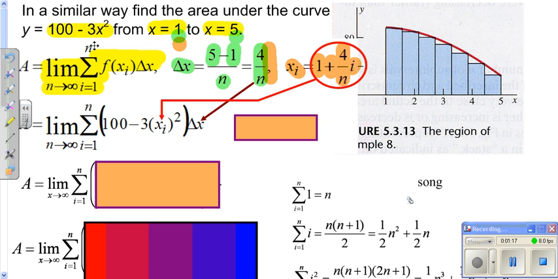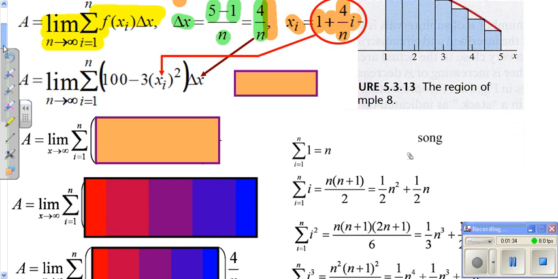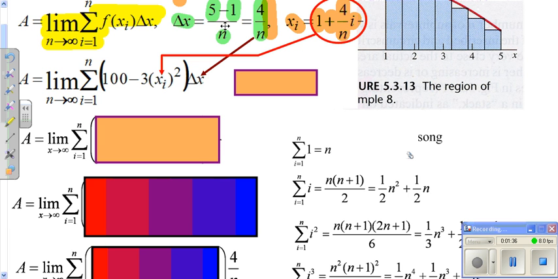Because it says take your function is 100 minus 3, and then you have to have your input. Your input's x sub i, according to this, and then it's being squared. So now we're going to go ahead and replace our delta x with our 4 over n. We have 100 minus 3. Now we have to substitute in x sub i. x sub i is the 1 plus 4i over n.